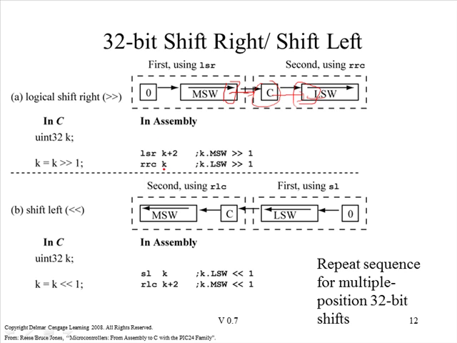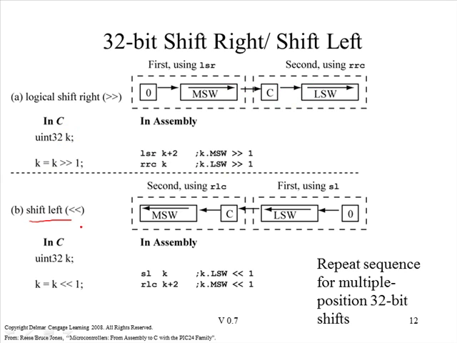So here's an example of the code sequence. We're going to take K and shift it to the right by 1 position, where K is an unsigned 32-bit variable. So first of all, we'll do a logical shift right of the most significant word. This will do the shift and then place the result back into the memory location. Then we're going to do a rotate right with carry of the least significant word.